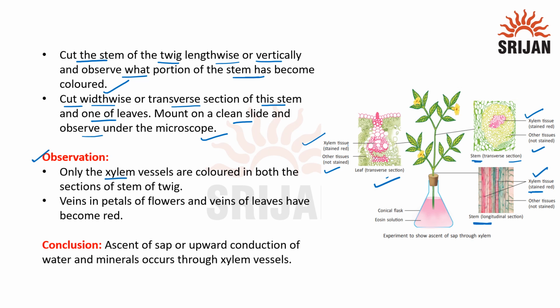Only the xylem vessels are colored in both the sections of the stem of the twig, right? Veins in petals of flowers and veins of leaves have become red. So what's the conclusion now? Ascent of sap or upward conduction of water and minerals occurs through xylem vessels only.